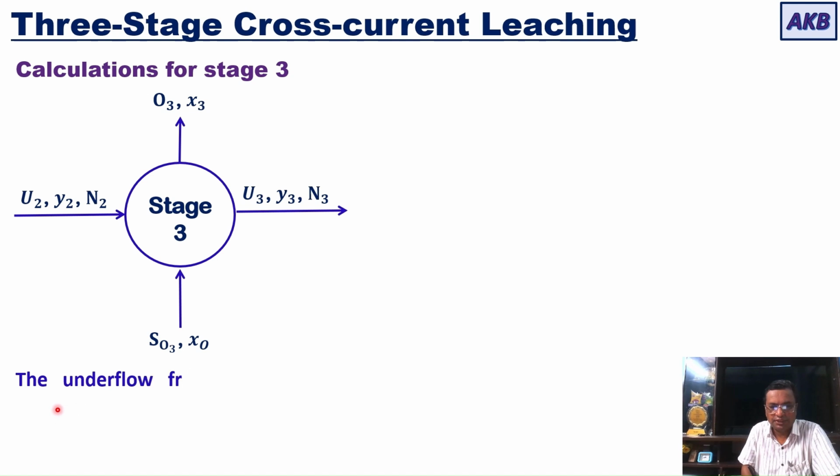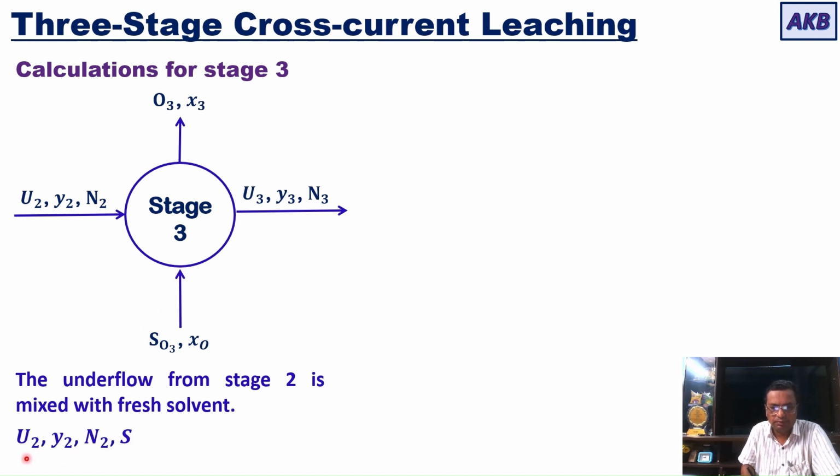So what happens in stage number 3? The underflow from stage 2 is mixed with fresh solvent. And for doing calculations for stage number 3, these quantities will be known to us: U2, Y2, N2, S03 and X0. These 5 quantities will be known to you. U2, Y2, N2 will be known from the calculations for stage 2.